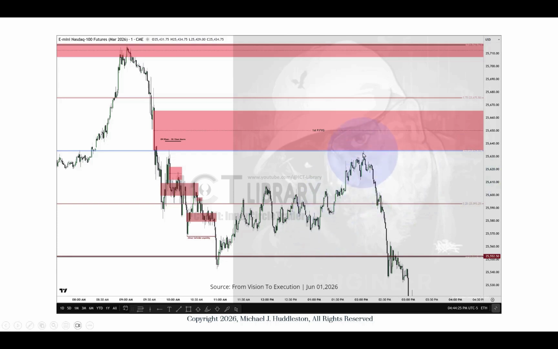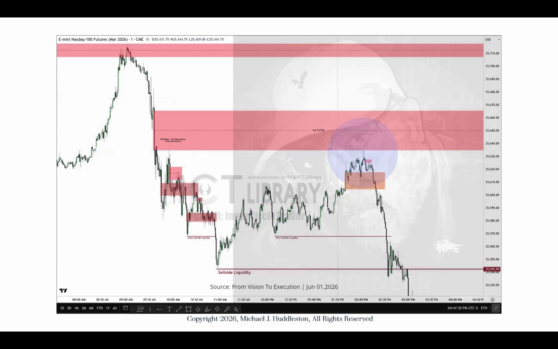Well, wouldn't you know it, market rallies up, approaches the first percent fair value gap again. Right in here, you can see we have minor sell side. It's high probability, relative equal lows. Why? Because the lows to the right of that one are slightly higher. We have an old low of the day formed at AM session. So you have AM session lows during regular trading hours. So that's regular trading hours, AM session low, sell side.